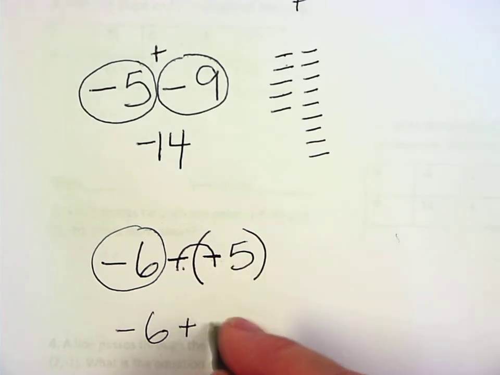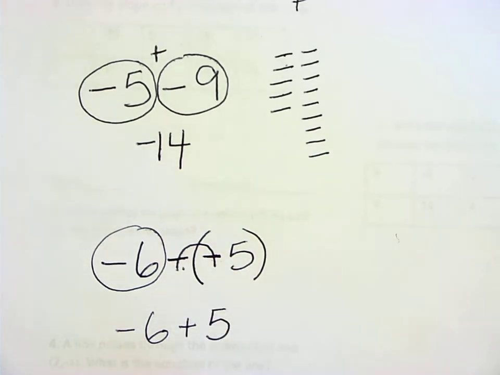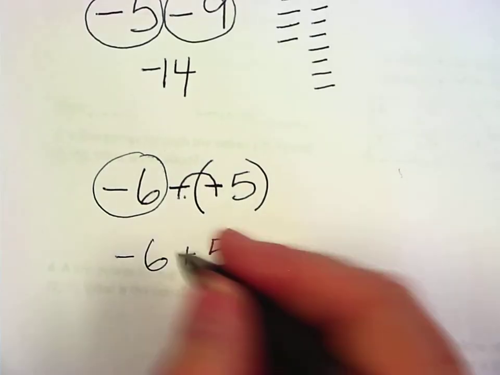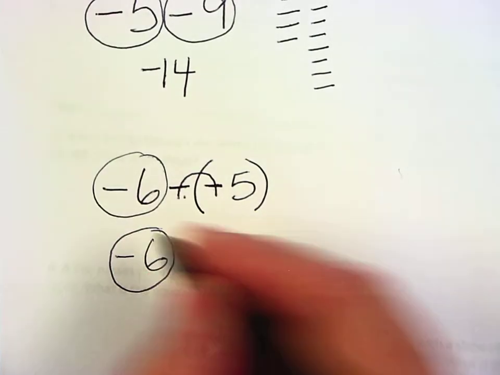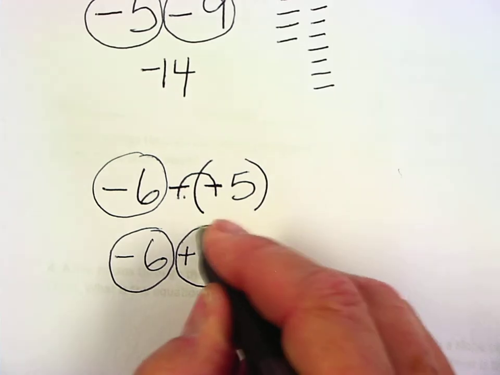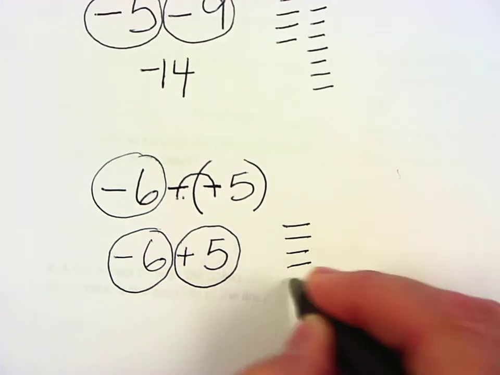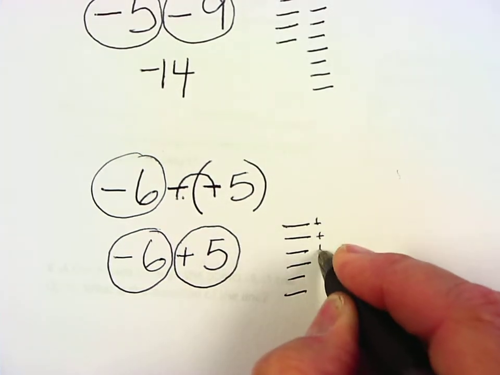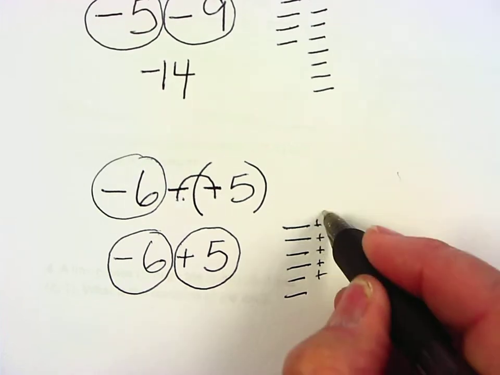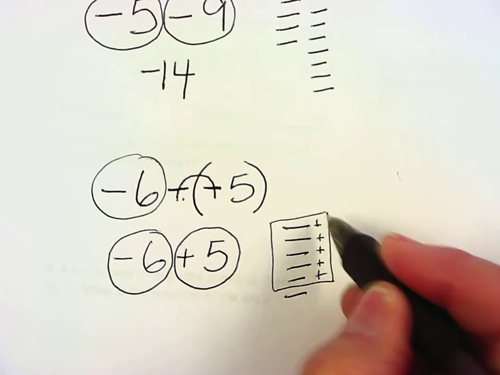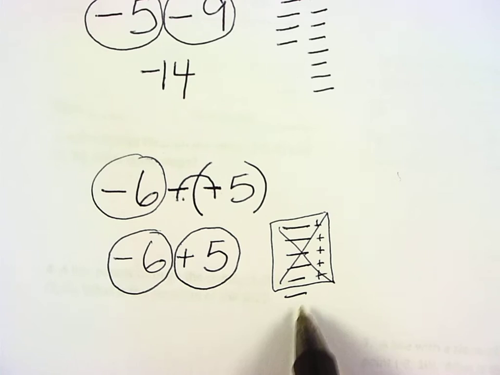Well, I'm not going to write +5. I'm just going to say +5 because we know that 5 is positive. Now I have 6 negatives and I have 5 positives. These 5 positives and these 5 negatives cancel each other out, and I have 1 extra negative left over.